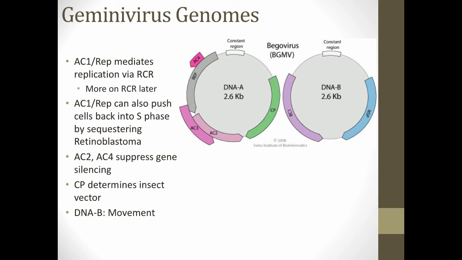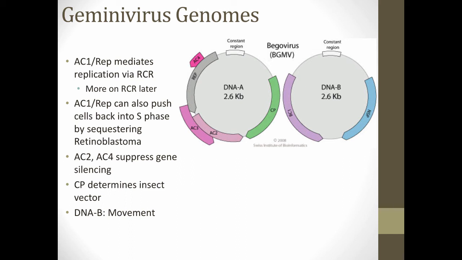AC2 and AC4 suppress gene silencing. Gene silencing is one of the mechanisms that plants use to fend off viral infection. Also on DNA A is the capsid protein. The capsid protein for Geminiviruses determines which insects are able to move these viruses from one plant to another.